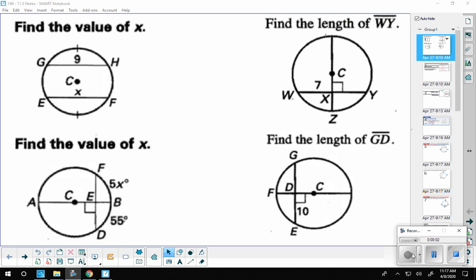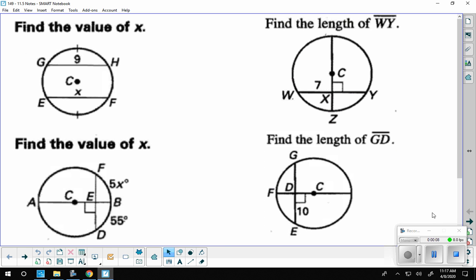All right, this is section 11.5, which is inscribed, angled, and polygons. I'm going to start by doing 4 warm-up problems from section 1.1 to 1.4. So find the value of x.